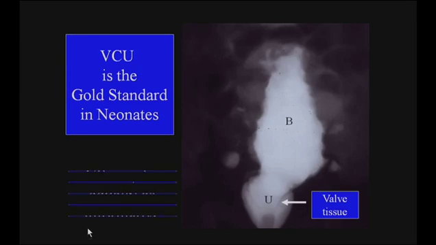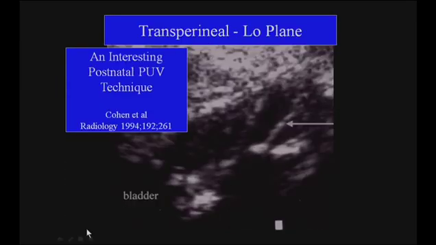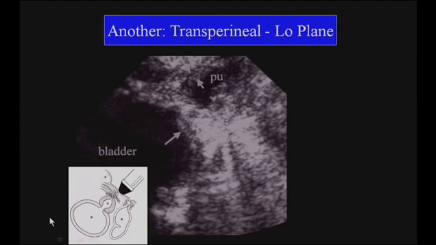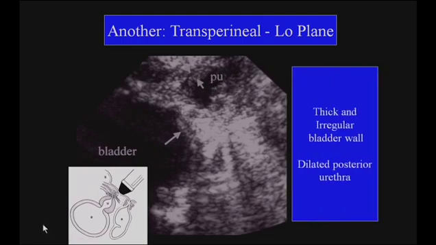We have shown, both in that last case in which we showed fetal valve, but we've also been able, using a transperineal approach in neonates, to see valve tissue in a dilated posterior urethra. So this is dilated posterior urethra, and this is valve tissue. We wrote this up in Radiology in 1994. And one can see an image that we have a drawing of, using an older transducer, showing thick-walled bladder here. You can see the bladder wall thickness here, and posterior urethra that was dilated in a patient with posterior urethral valves.